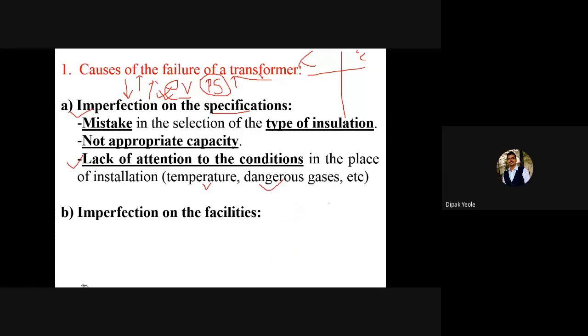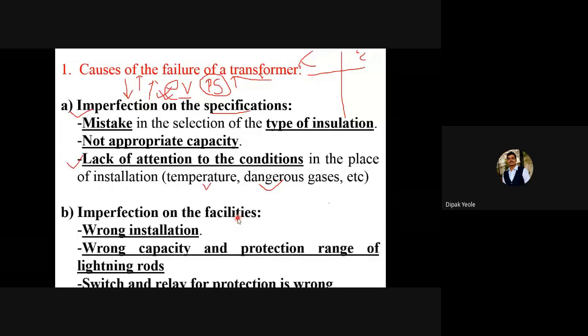Now we are interested in the second part, which is related to the imperfection of the facilities. What is it? It is related to wrong installation. If we install a transformer in a wrong way, not following the standard procedure, then it will lead to the failure of the transformer.